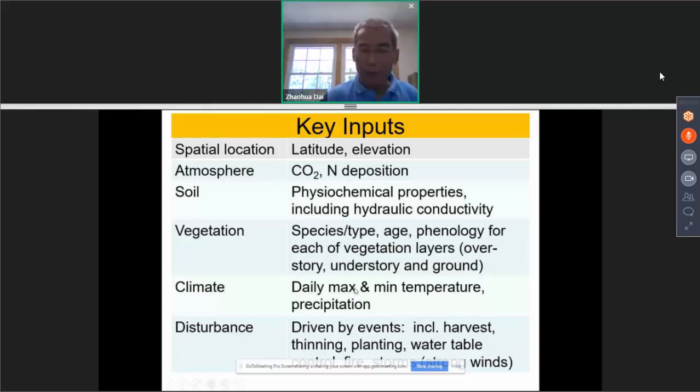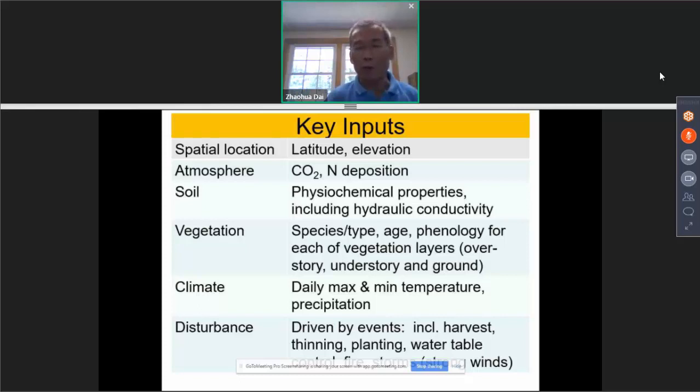For climate data, we have to have daily data: daily maximum and minimum temperature and daily precipitation, because the model's time step is daily, so we need daily inputs. And disturbances are driven only by events.